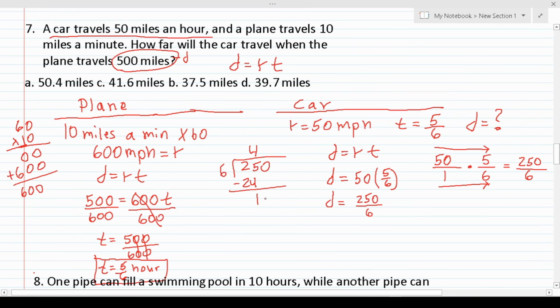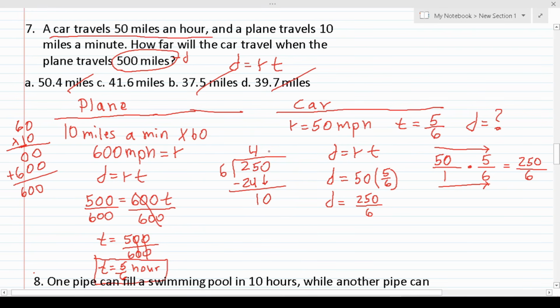25 minus 24 is 1. Drop down this 0. Right away, I know what the answer is. It's going to start with 4. So the only answer choice that starts with 4 is C. But that said, let's work this out.